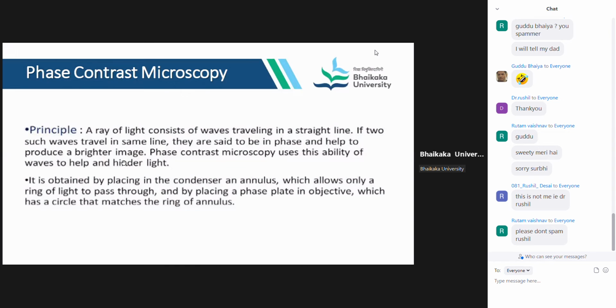Now we will see very brief details of the rest of the microscopes.